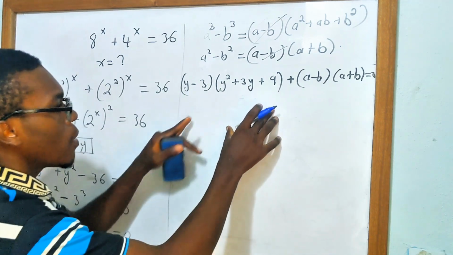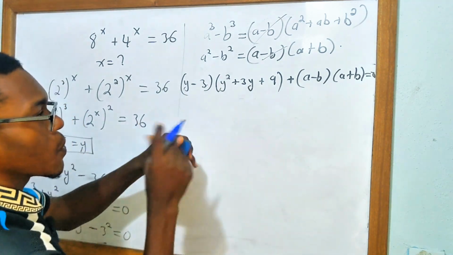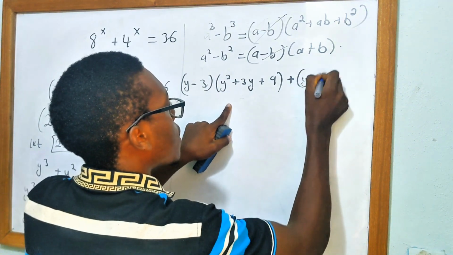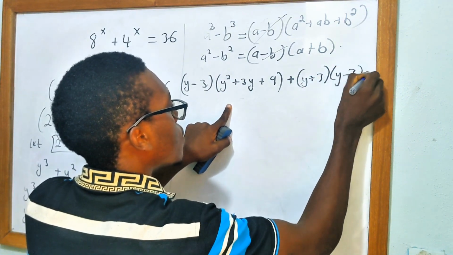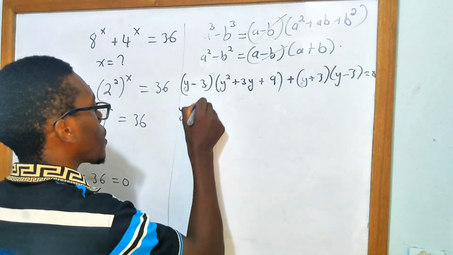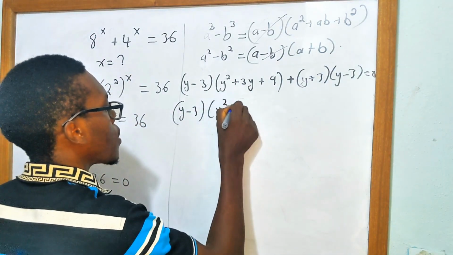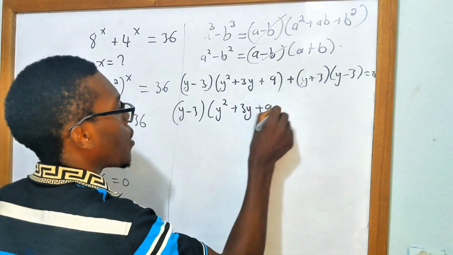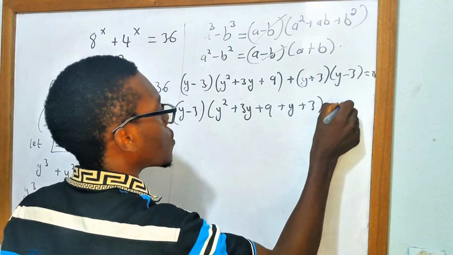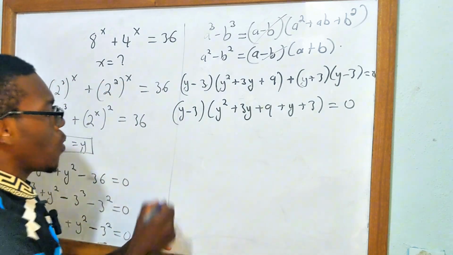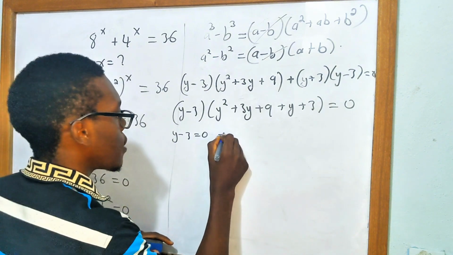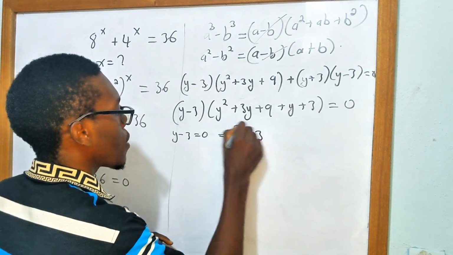We can just take out or solve for this: y plus 3 and y minus 3 equals 0. Hence, you can take out y minus 3. Y minus 3 into y squared plus 3y plus 9, combined with this one, plus y plus 3, equals 0. Hence, y minus 3 equals 0. You can equate directly, which implies y is equal to 3.